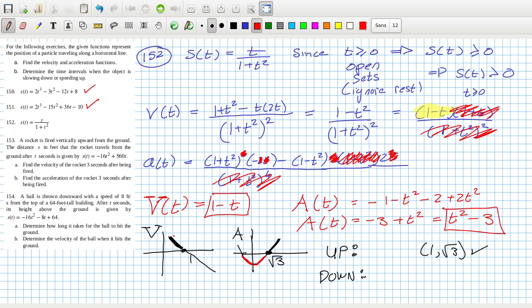And then slowing down is when this one's positive, but this one is negative. So less than 1 and less than root 3. So less than 1 would make this positive, and less than root 3. So less than 1 then. Or it could be this one's negative and this one's positive. So more than 1 and more than root 3. Okay, union.